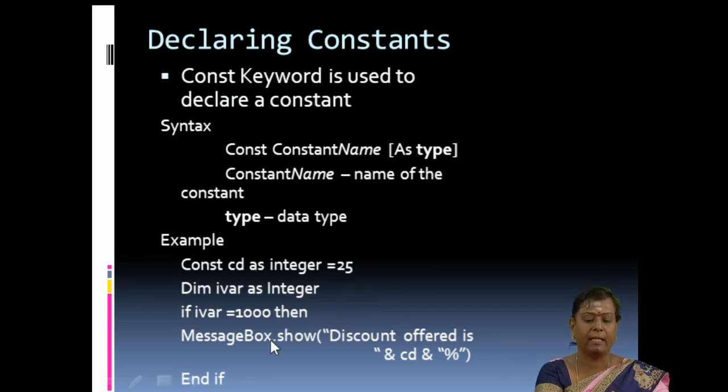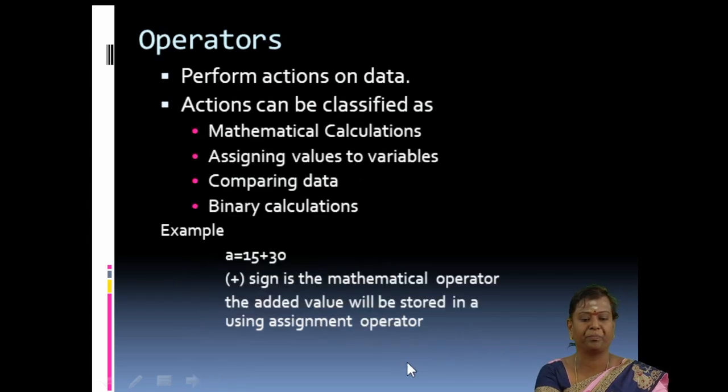Okay, see in our example, Const cd As Integer. So this is an integer data type, so it should hold only an integer value, that is, a numeric value. So it has been assigned as 25. Next, Dim ivar As Integer. So if ivar is equal to 1000, then MsgBox shows Discount offered is cd. That is, cd is a constant, so it will show us 25 there. So 25% will be displayed.